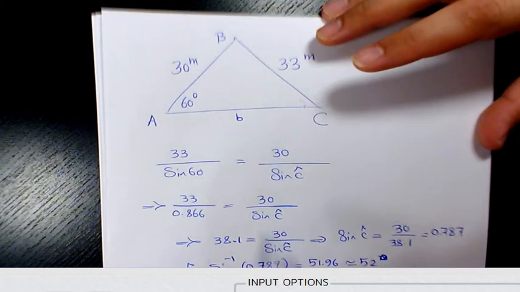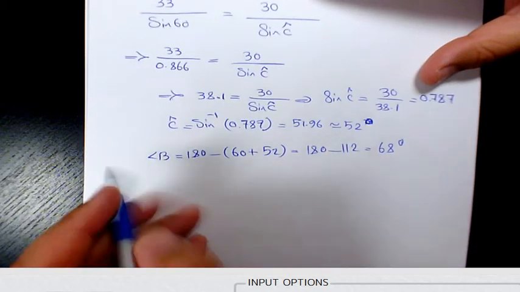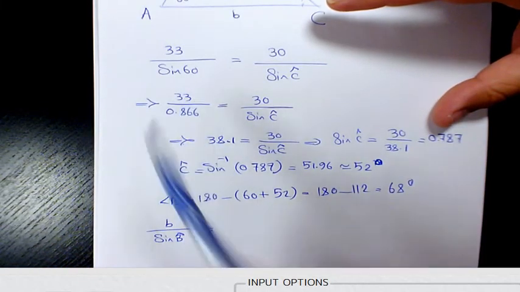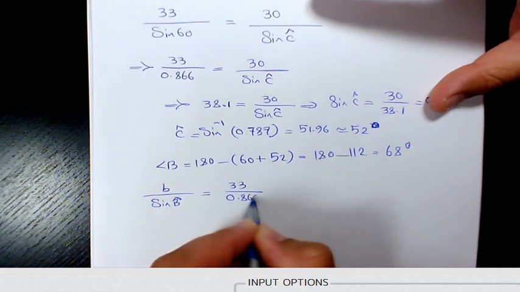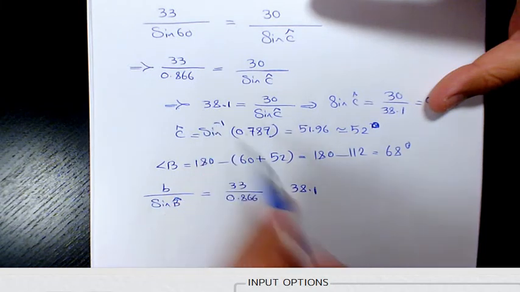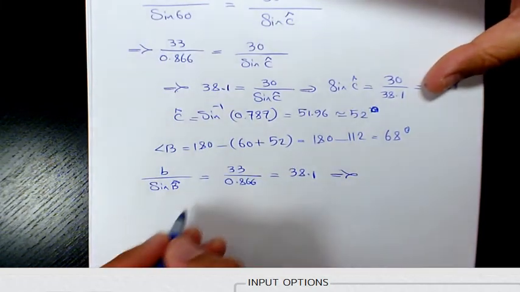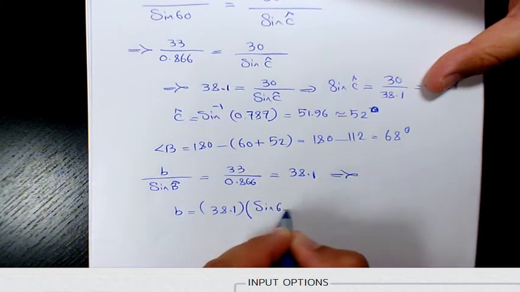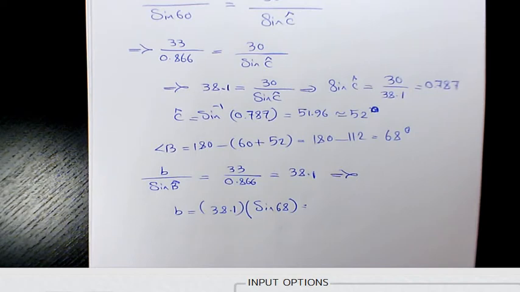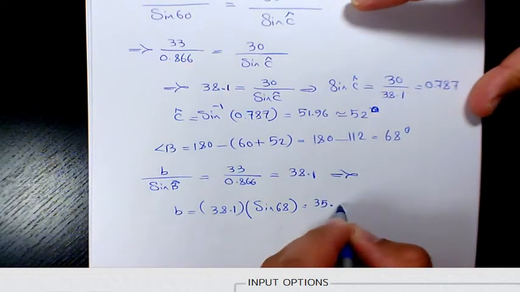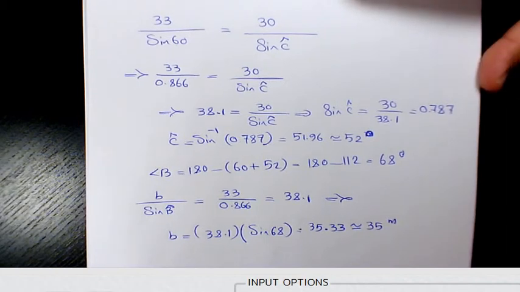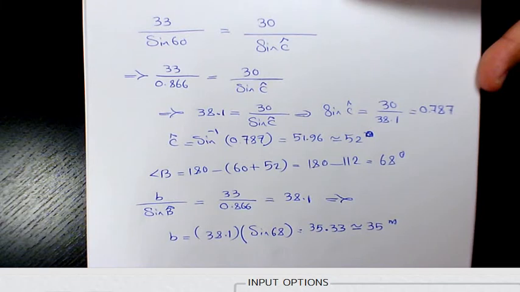Then again, in order to find b, we need to use sine law one more time. So b divided by sine B equals to 33 divided by 0.866, which we already got as 38.1, as you see here. Therefore, b will be equal to 38.1 times sine B, which is sine 68 degrees. That's 35.33, or we can say approximately 35 meters. So that's how we find out all this information.